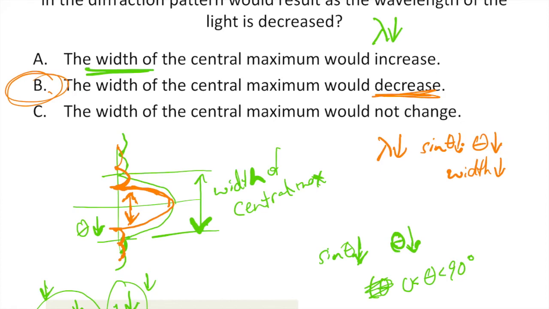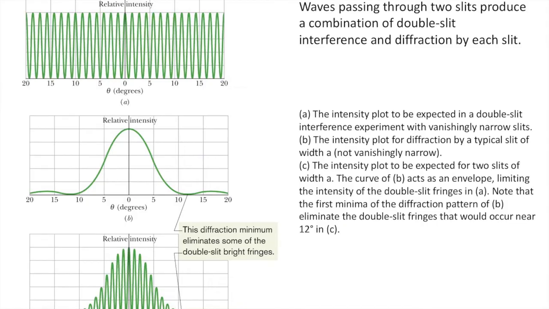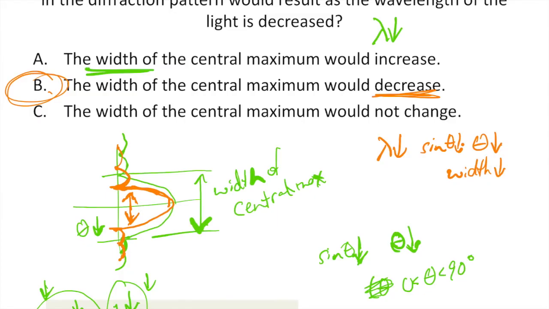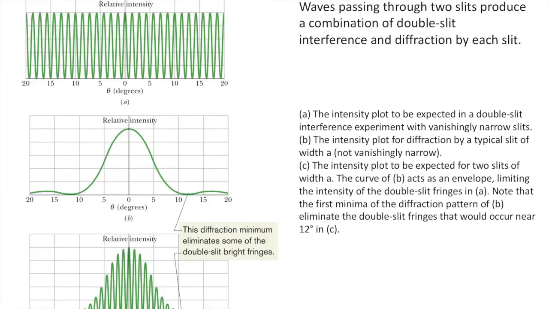So that was single slit diffraction, right? I want to build on that with a double slit. So you're getting interference by the double slit, but you're getting diffraction by each individual slit. Okay, so this is the next step up.